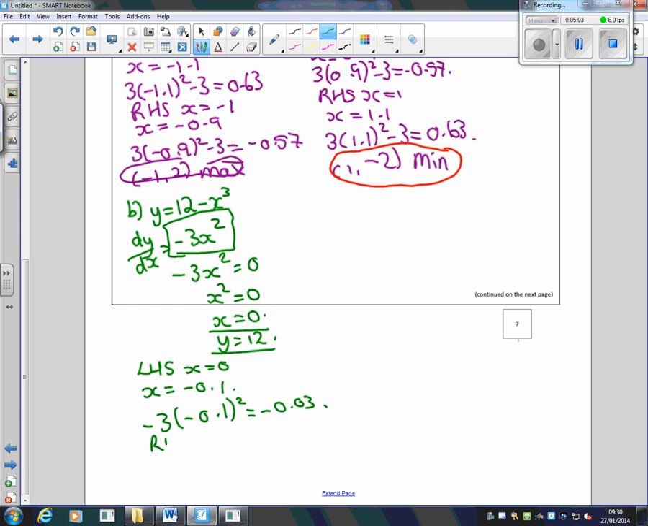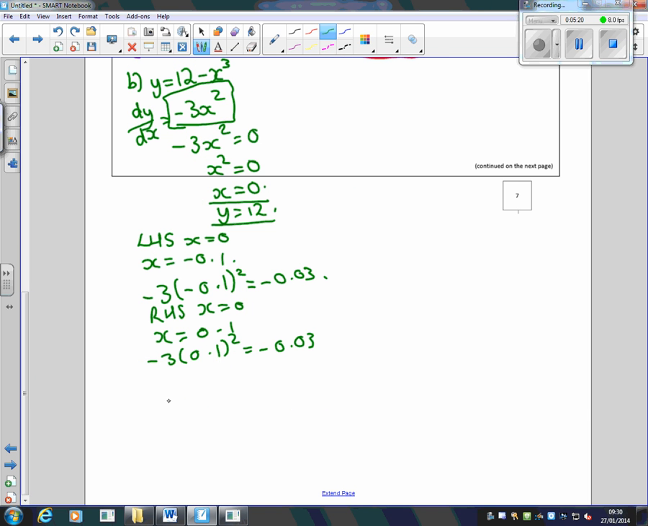And now we need to test the right-hand side of x equals 0, which would be the point x equals 0.1. So that's minus 3 lots of 0.1 squared, which would be equal to minus 0.03. So our point 0, 0 is a point of inflection, which you would expect because we've got x squared equals 0 here, which means that it's a repeated root.